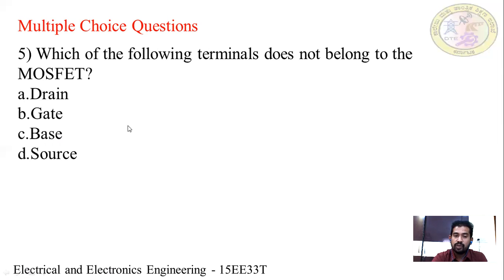Let me check the answer. The answer is option C, that is the base terminal. This is a negative type question. Here you have to understand carefully which of the following terminals does not belong to the MOSFET. Here the base terminal does not belong to the MOSFET. Understood?